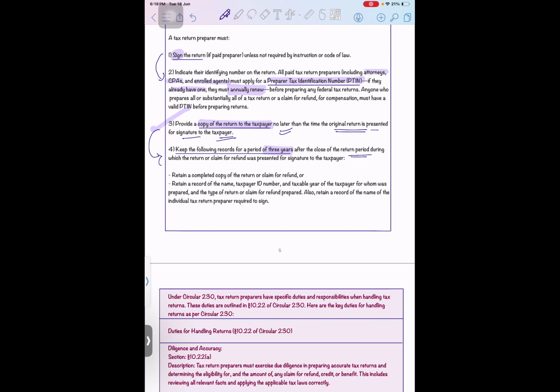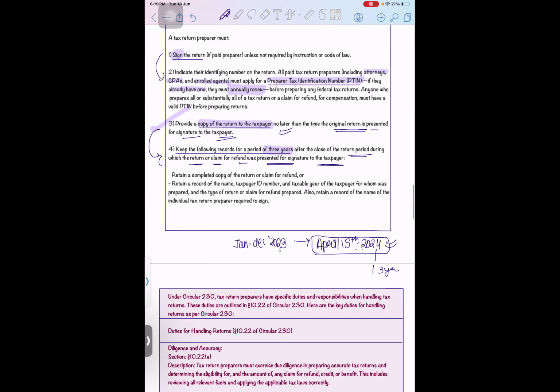What is the return period, guys? For January to December 2023, the return period is April 15th, 2024. Return period is your filing date. From this date, you will retain the copy for the next 3 years, or from the date on which the return or claim for refund was presented for signature to the taxpayer. Now let's say the taxpayer is opting for an extension of this tax return, so instead of April 15, we are going to file it on 15th October, right?